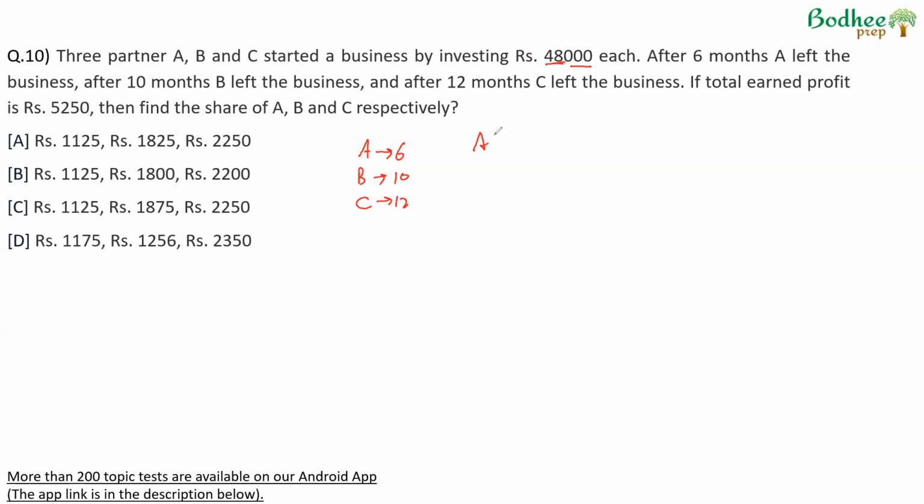The ratio in which the profit is divided amongst A, B, C will be 6 is to 10 is to 12, which is 3 is to 5 is to 6. So A will get 3 upon 5, 3, 8, 6, 14. 3 upon 14 of 5250. B will get 5 upon 14 of 5250. And C will get 6 upon 14 of 5250.